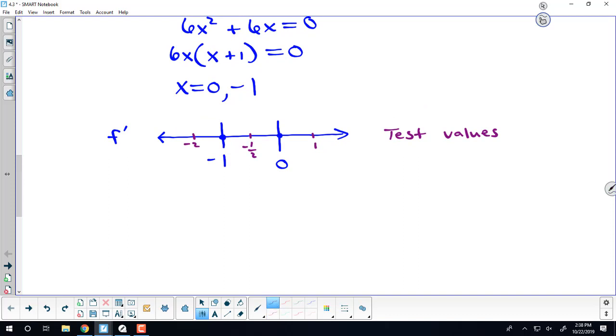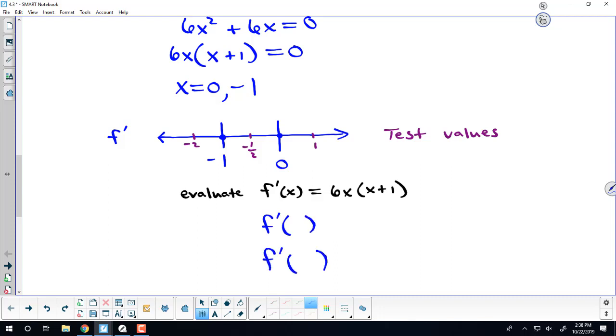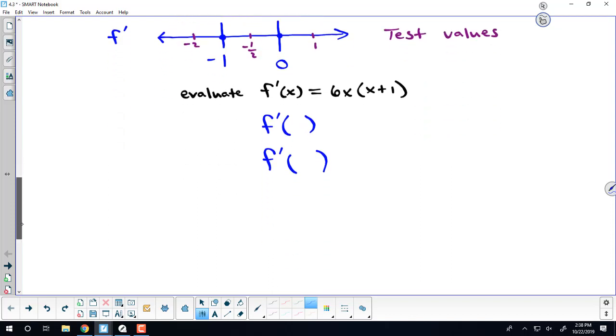So we're going to evaluate f prime. It doesn't matter if you use the expanded version or the factored version of your derivative. We're not even after the value itself. We're just after whether that value is positive or negative. So evaluate f prime for the 3 test points we chose: at -2, at -1/2, and 1.